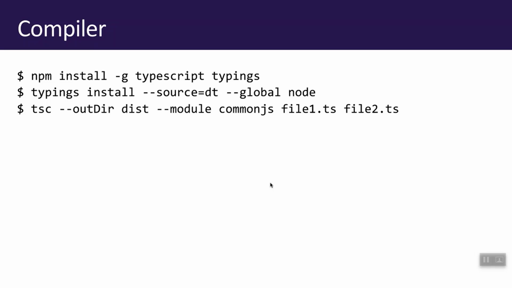And then once we have the tools installed, you can run the command tsc, which is short for TypeScript compiler. We give it a destination directory where we want our compiled files to be put. We say we want this to be compiled into the CommonJS format, and then we give it the names of the files that we want to compile. TypeScript is pretty flexible, so you could also compile it to the RequireJS format if you're using AMD, and there's a few other options in there as well.